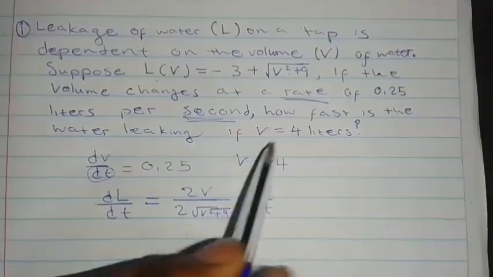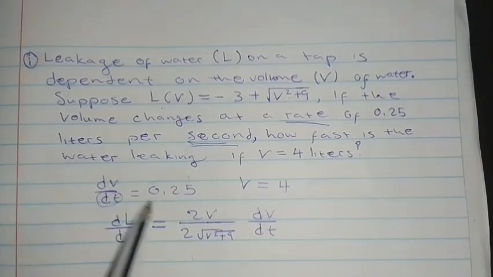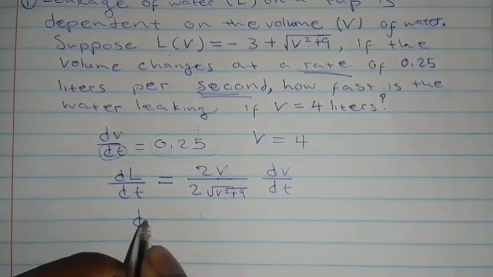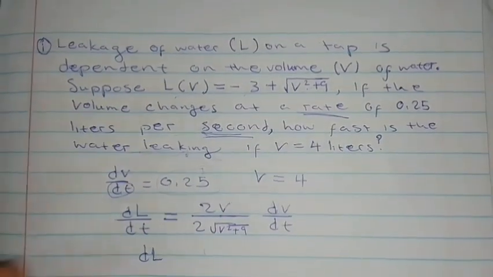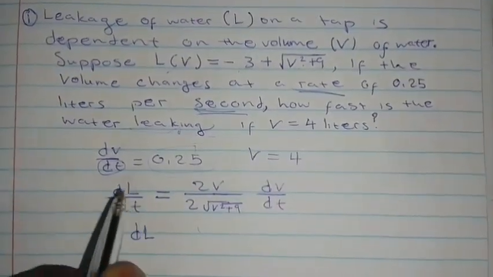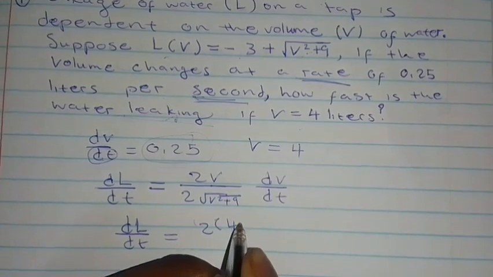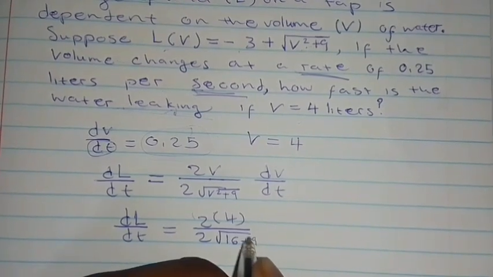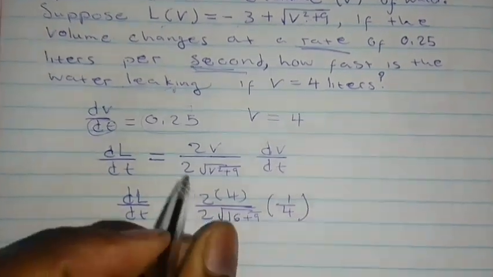Now you're just going to plug in the values dv over dt as 0.25 and v as 4. So plugging that in, you'll get the dl, which is what we are looking for. We are looking for how fast is the leakage when v is 4. So we are looking for dl over dt. So we're going to have dl over dt to be 2 v is 4. I'm going to have 2 into 4 squared, it's 16. So you're going to have 16 plus 9. And this one is 0.25, which is the same as 1 over 4.